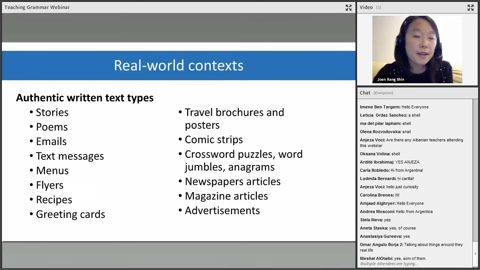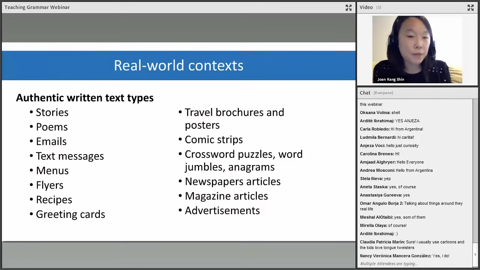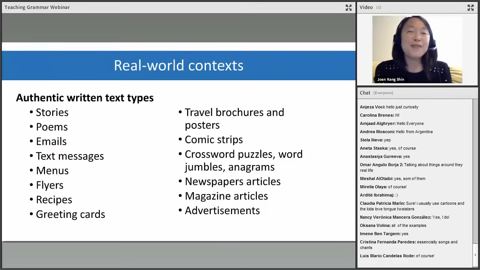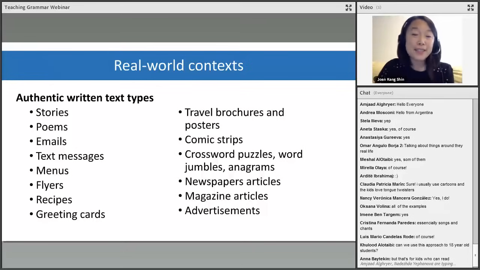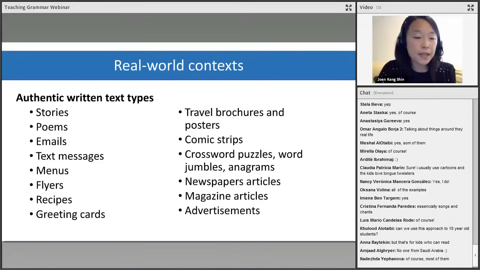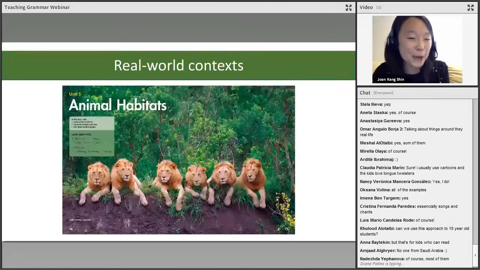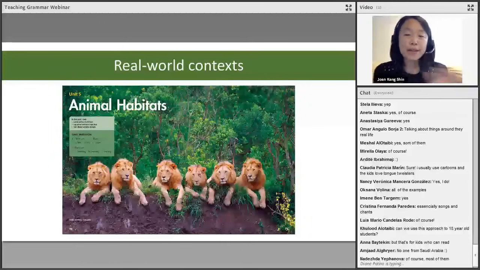And then, of course, here are some examples of authentic written text types. Okay, just some of the things that you probably use: stories, poems, if they're older young learners, emails and text messages, menus, flyers, etc. So I'm not going to go through all of them, but it's important to think about the fact that these are text types that you might want to use in your classroom in order to introduce the grammar.